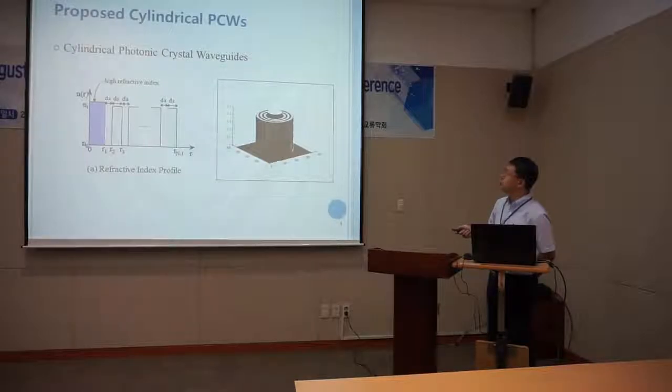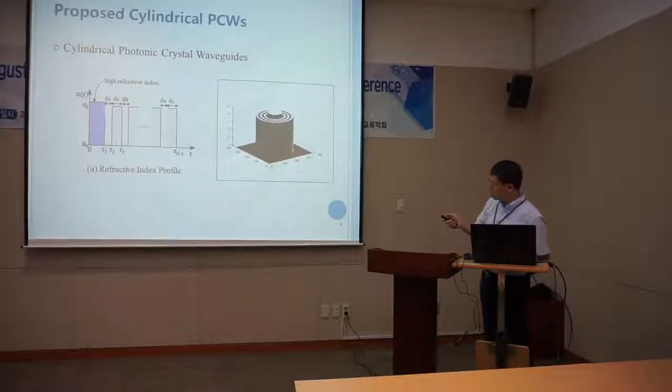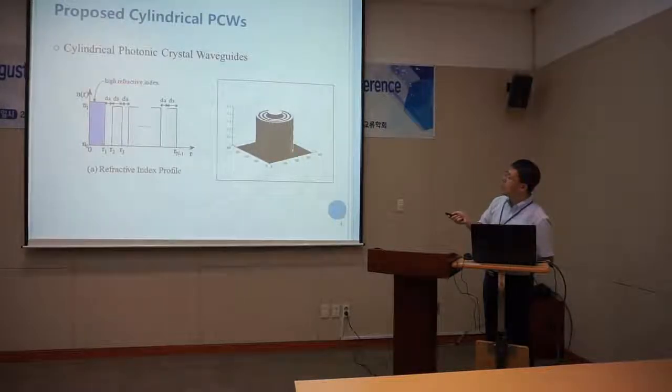This figure shows you the proposed cylindrical photonic crystal waveguides. Left one is the proposed cylindrical photonic crystal waveguides refractive index profile. You can see the refractive index profile is changing from high refractive index to 1, then it goes up to N1, like this. And the thickness of this R1 to R2 is called as dA. And the thickness from R2 to R3 is called as ds, like this.